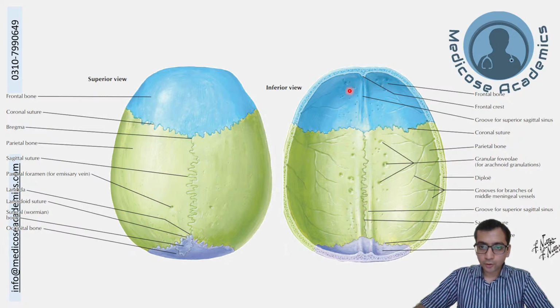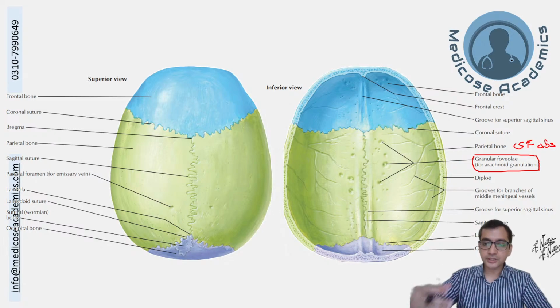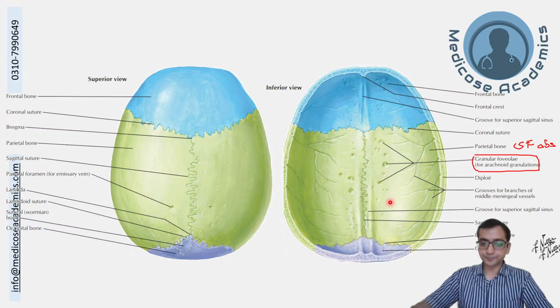Then a lot of pits are seen here. These pits are seen here, here, and as you move back, they become larger in size. These are called foveae, granular foveolae, where the CSF gets absorbed. The arachnoid granulations form along the sagittal suture and sagittal sinus, push against the bone and create these pits, known as foveae.